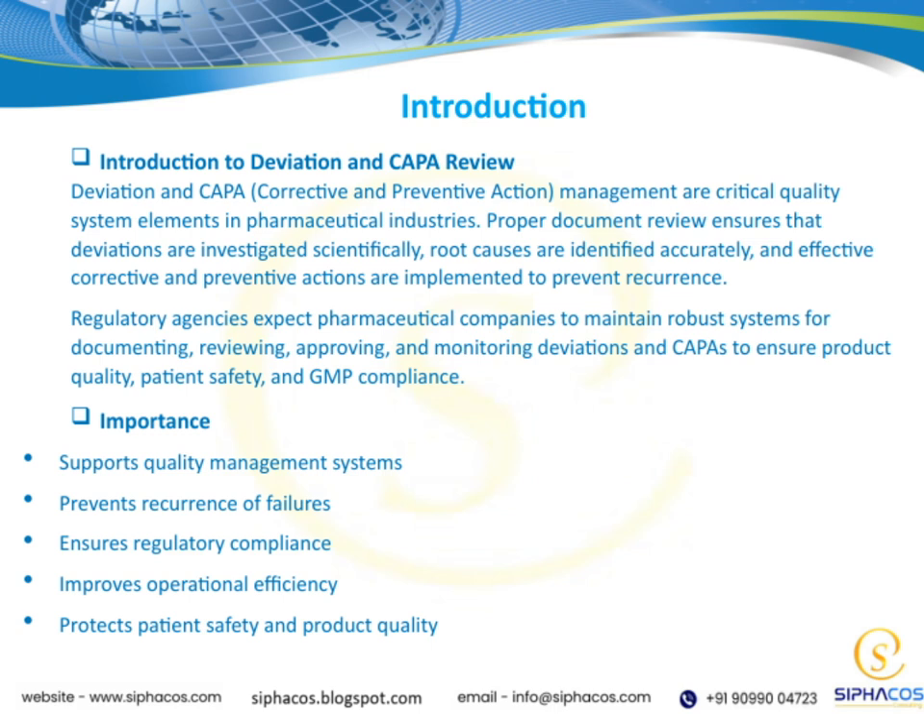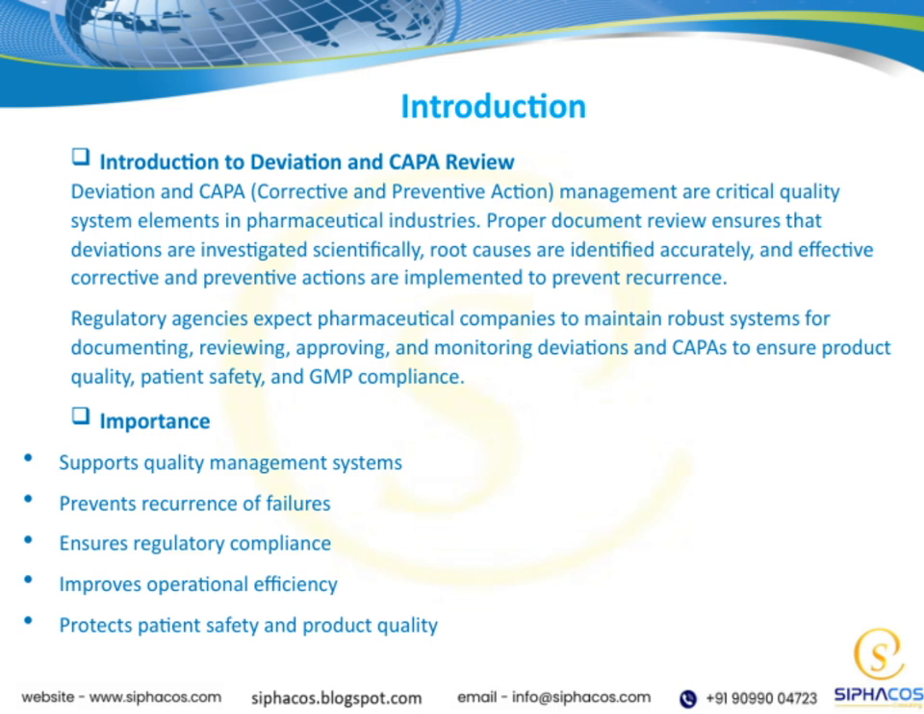Regulatory agencies hold us to high standards. They expect us to have strong systems in place for documenting, reviewing, approving, and monitoring deviations and CAPAs. This is essential not just for compliance, but to ensure the safety and quality of our products. Ultimately, these processes protect patient safety and uphold good manufacturing practices.